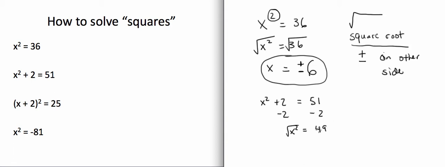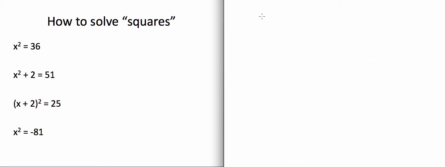We take the square root on each side. That gives us x equals. We automatically put the plus or minus whenever we do the square root. And then that gives us 7. Alright, so x equals plus or minus 7 is our final answer. We have two more examples here. We have (x plus 2) squared, and that's equal to 25.